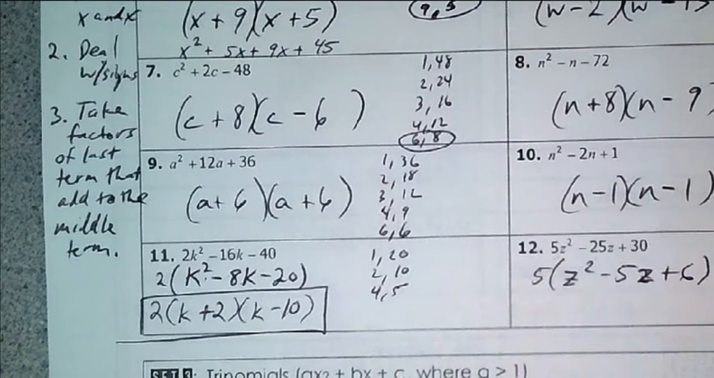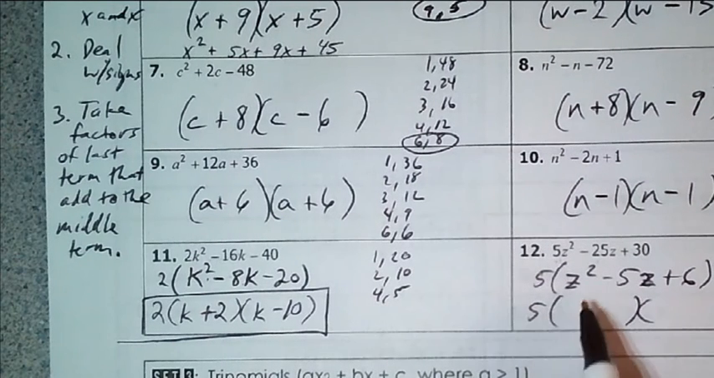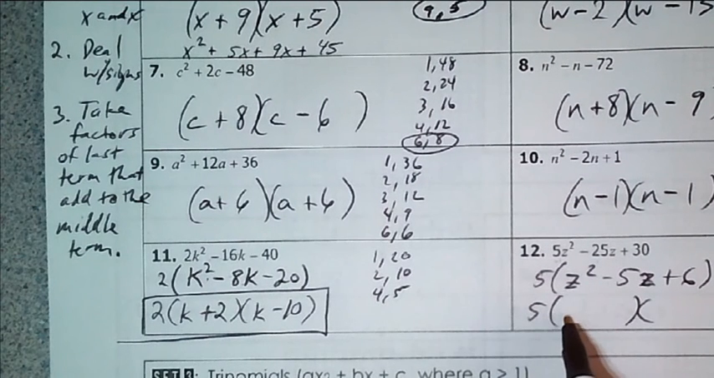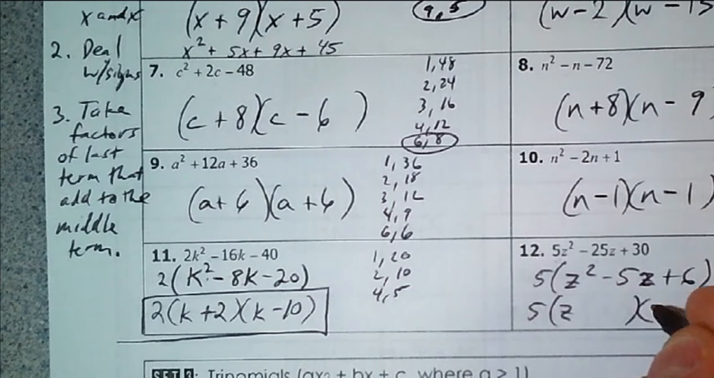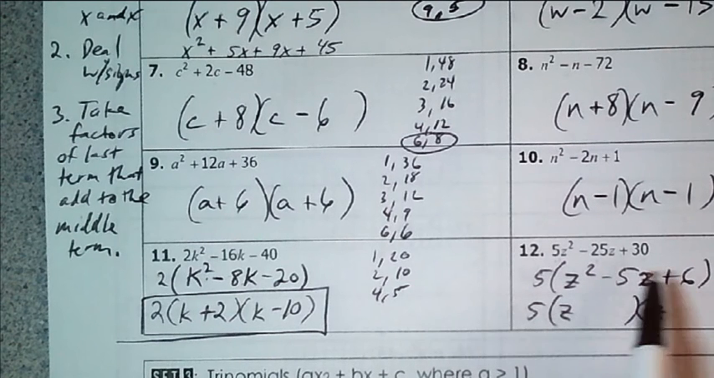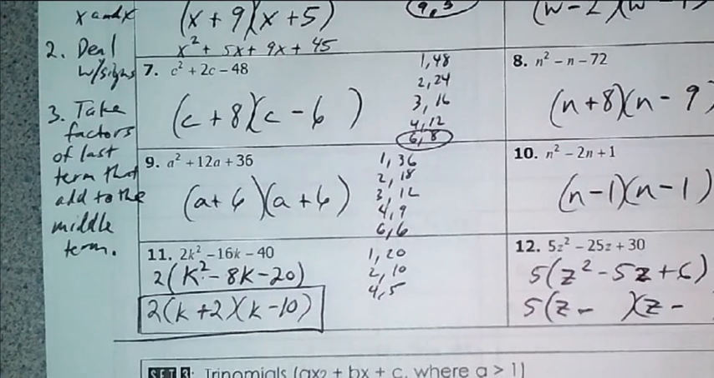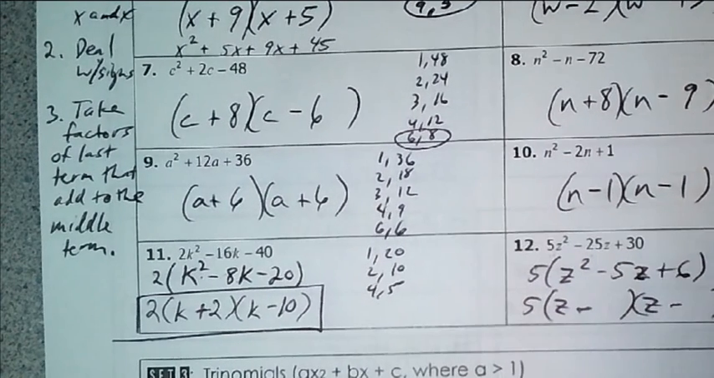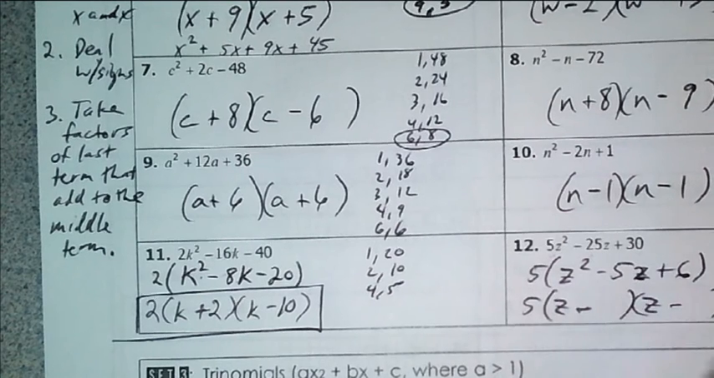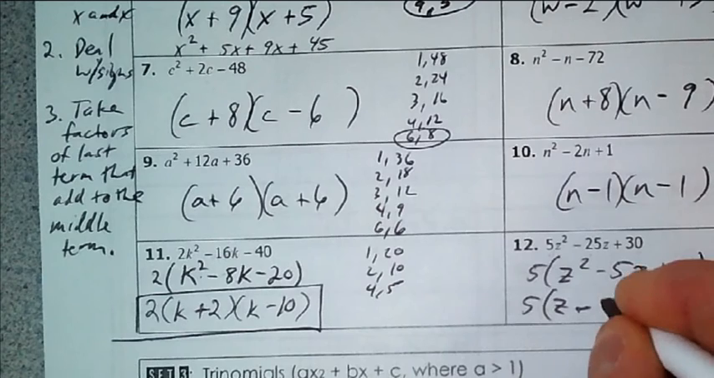Alright, now 5 and then 2 sets of parentheses. Okay, what goes first? Z and Z. What are my signs? Plus and minus. Well, the last sign is positive. You always look at the last sign. But they're negative in the middle, so both negative. Okay, now I want the factors of 6, so 1 and 6, 2 and 3. Which pair of those adds up to 5? 2 and 3. And I'm done.